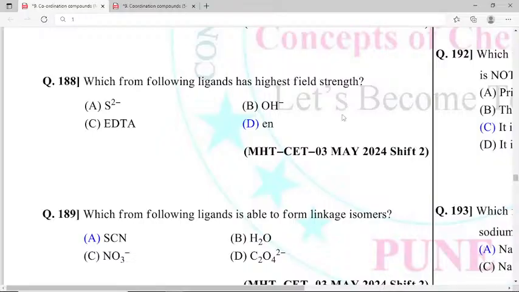Which of the following ligands has the highest field strength? Highest field strength means a strong field ligand. En, ethylenediamine, is a strong field ligand.